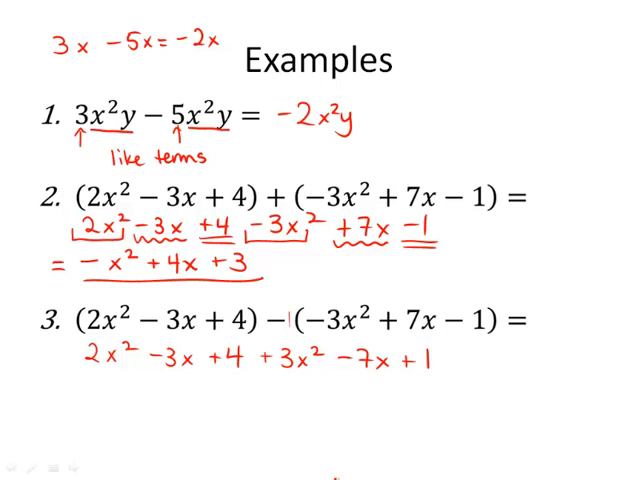Now we can combine like terms. So the x squared terms can combine together. 2 plus 3 gives us 5x squared. The x terms are negative 3x minus 7x, giving us negative 10x. And the constant terms are 4 plus 1, giving us positive 5.